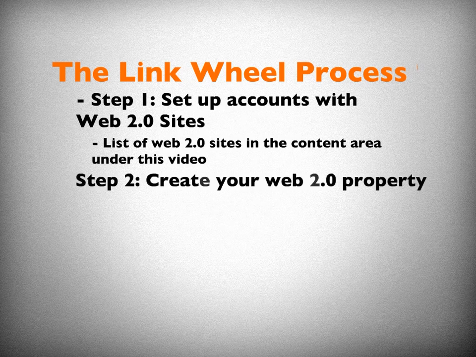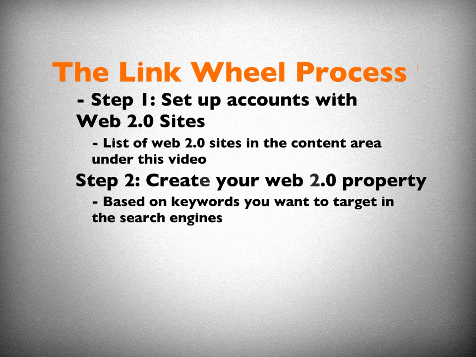Step 2 is to create your own Web 2.0 property. Like I said, you just go to their website and it allows you to create content, and I'll show you an example here in just a second. You want to make sure it's based on a keyword that you want to target in the search engines. So if your keyword is golf swing trainer, then I would set up a Web 2.0 property around golf swing trainer.